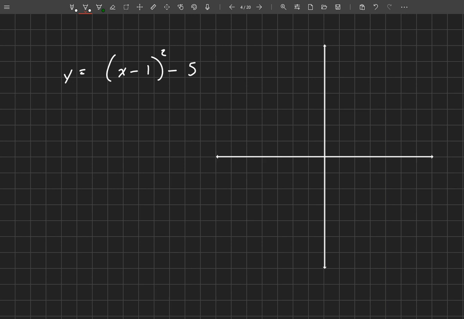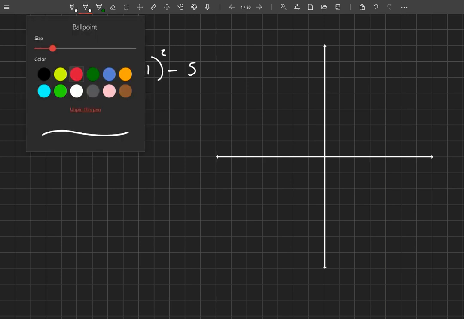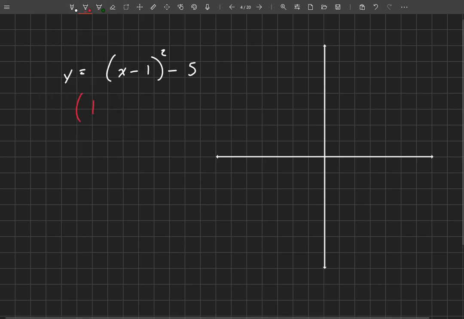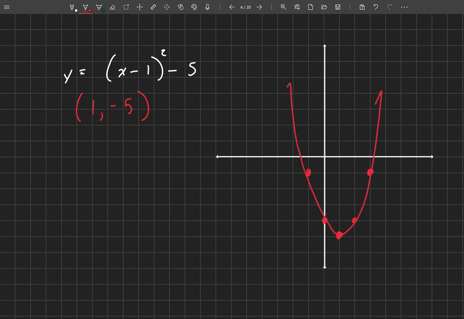So if I graph this, my vertex is going to be 1, negative 5, because we switch the sign of the 1 in the parentheses, so we don't switch the other. That's going to put me down here at 1, negative 5. All right, and then my pattern is going to give me this here. Like that.